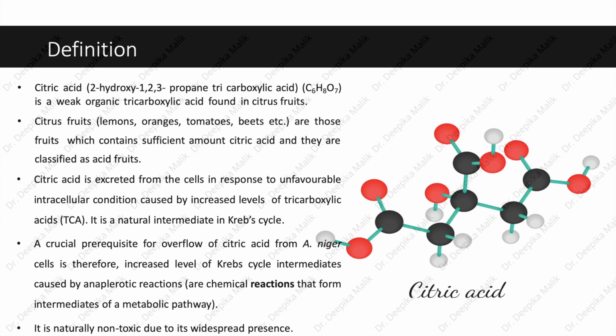Citric acid is excreted from the cells in response to unfavorable intracellular conditions caused by increased levels of tricarboxylic acids. It is a natural intermediate in Krebs cycle. A crucial prerequisite for overflow of citric acid from Aspergillus niger cells is therefore increased level of Krebs cycle intermediates caused by anaplerotic reactions. Anaplerotic reactions are chemical reactions that form intermediates of a metabolic pathway. Citric acid is naturally non-toxic due to its widespread presence.